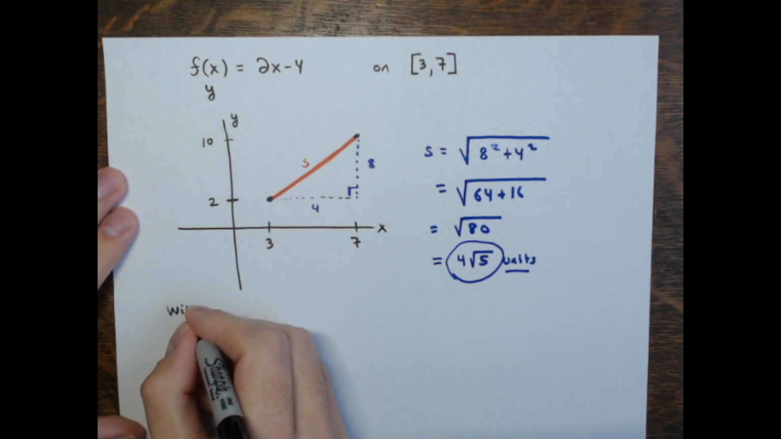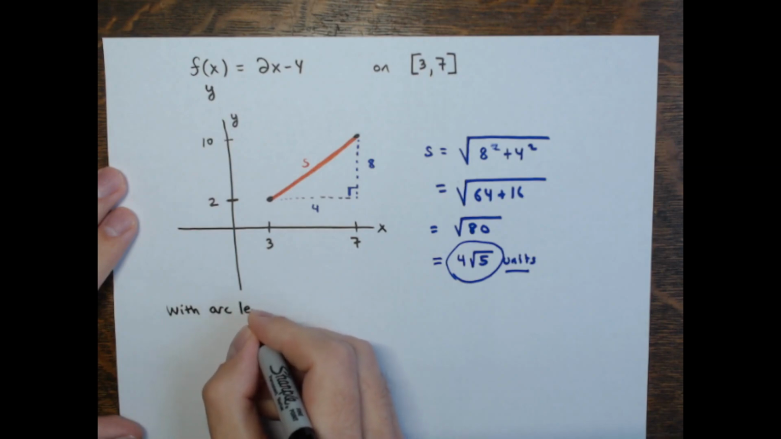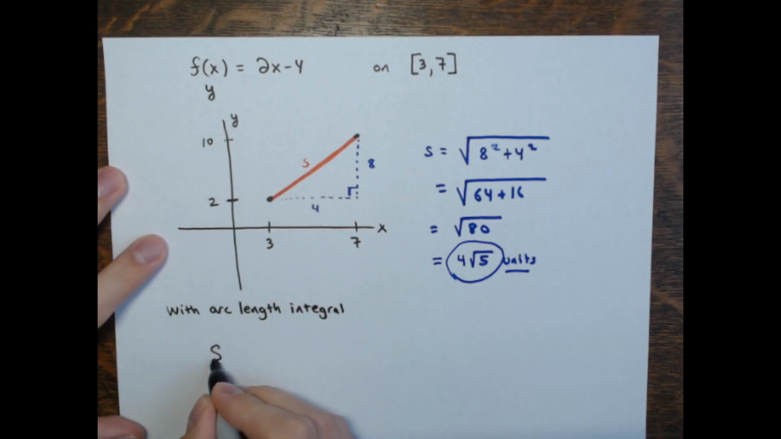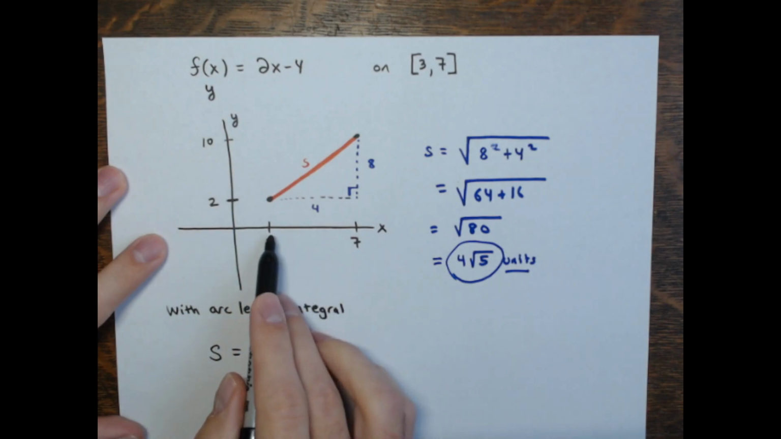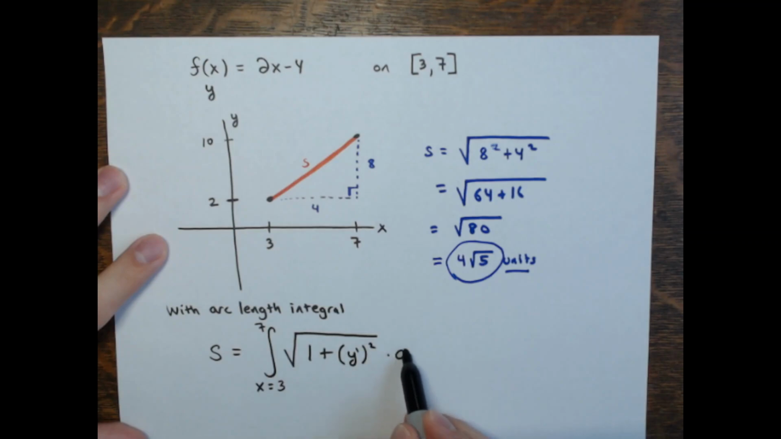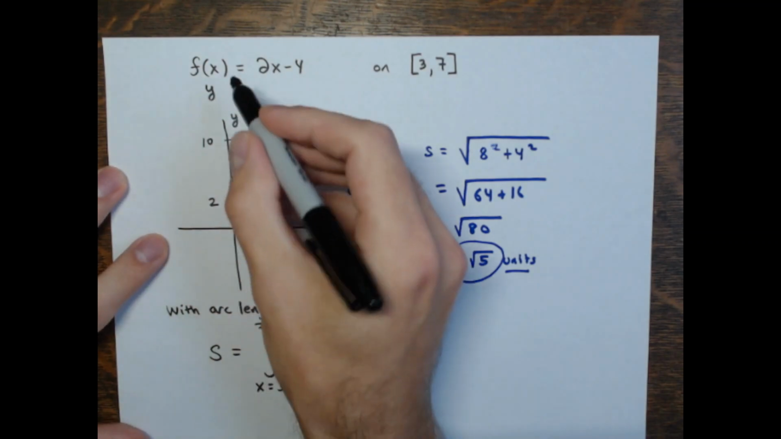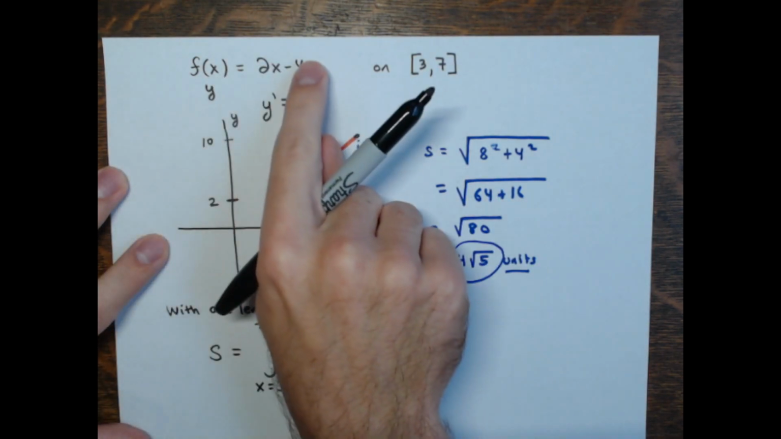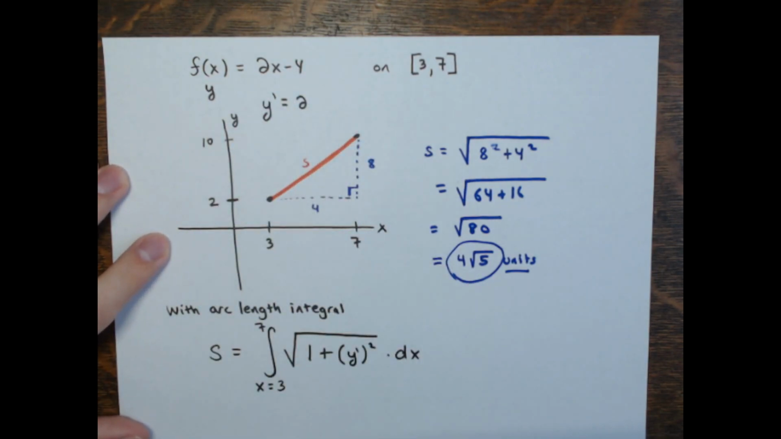Now with an integral, right, if you're doing your arc length integral, or the arc length here, it's going to be the integral from, I'm doing this over values of x, right? Everything's in terms of x. X is the independent variable. From x equals 3 to 7, of the square root of 1 plus, and then y is a function of x. Y depends on x, so this will be y prime squared, and then times your dx on the outside. Now, y prime is simply 2, right? Y is 2x minus 4. Y prime in terms of x would just be 2.